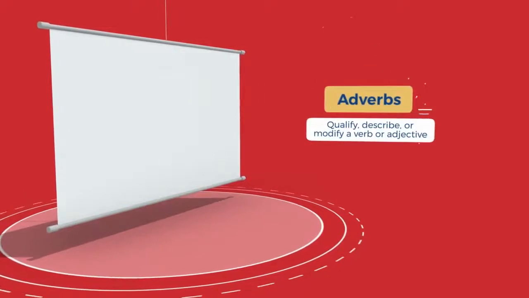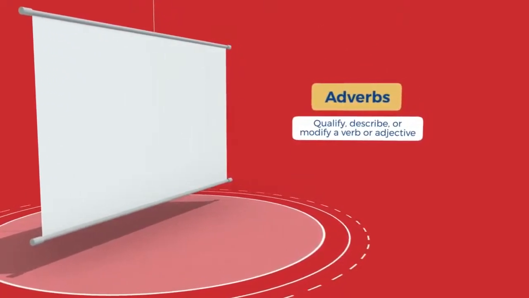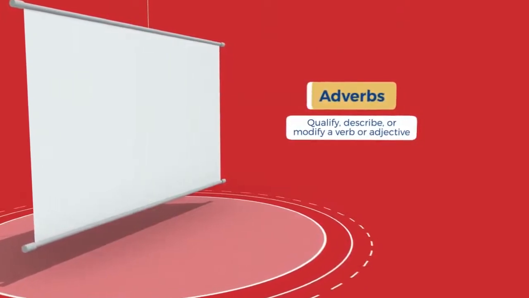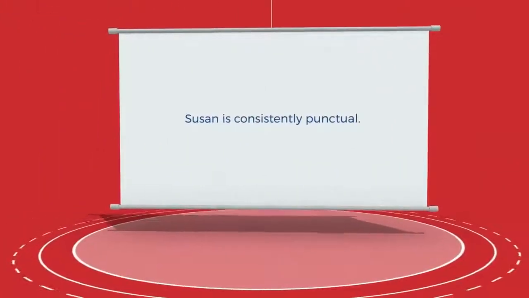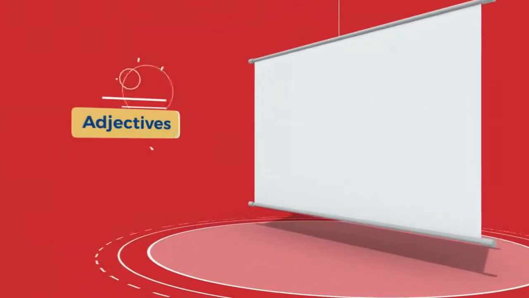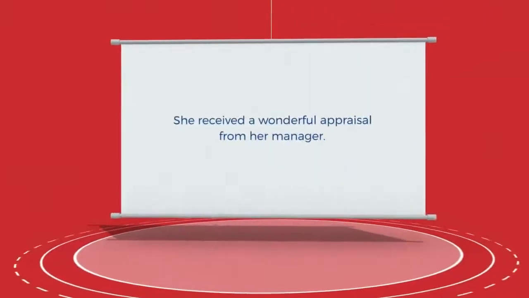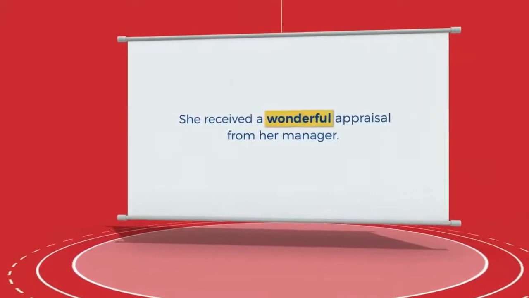Whenever you have to qualify, describe, or modify a verb, you use an adverb. Adverbs can also be used with adjectives and sometimes other adverbs. For example, Susan is consistently punctual. Adjectives perform a similar descriptive role, but are used with nouns or pronouns. You might say something like, she received a wonderful appraisal from her manager.